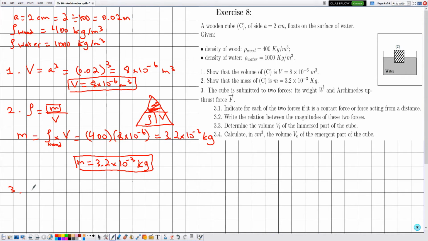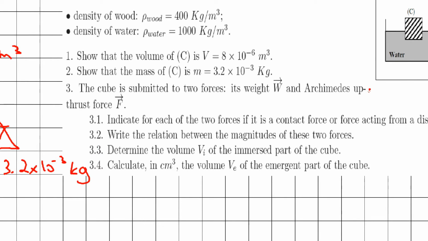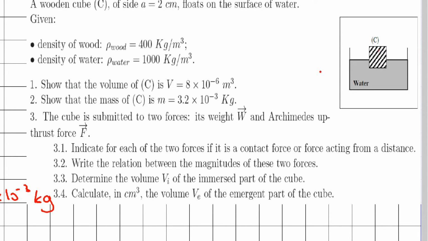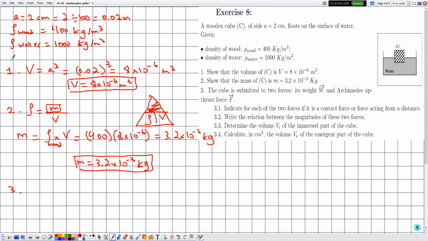Now number 3. The cube is submitted to two forces, its weight W and Archimedes upthrust force. So the first thing that we must notice is what this weight represents, the real weight or the apparent weight. The common mistake is to think that this weight is the apparent weight because we have water, but this is completely wrong. And as I have said previously, whenever we have a vector, we consider this weight to be the real weight. So here let me say that this weight vector W is the real weight to make it clear.